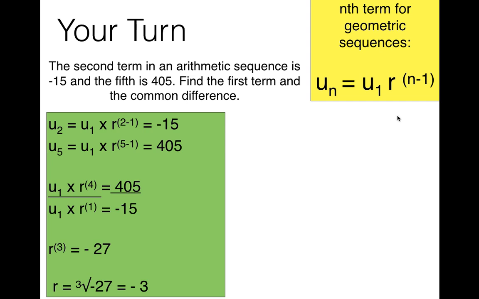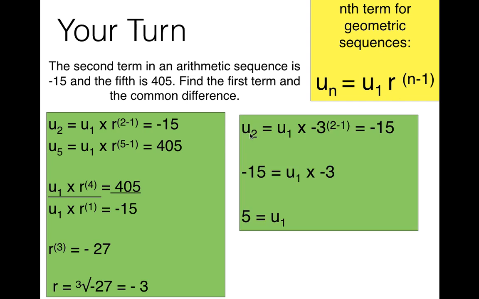But putting it into this formula here, now we know what r is. So I can say U2 equals U1, we still don't know what U1 is, multiplied by minus 3 to the power of 2 minus 1, because it's term 2, equals minus 15. So let's reorganise this. Minus 15 equals the first term times minus 3, because 2 minus 1 becomes 1, and minus 3 to the power of 1 is minus 3. And then I divide both sides by minus 3. Minus 15 divided by minus 3 gives me 5.